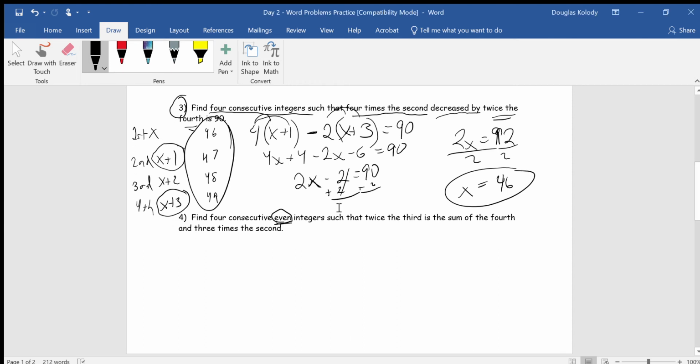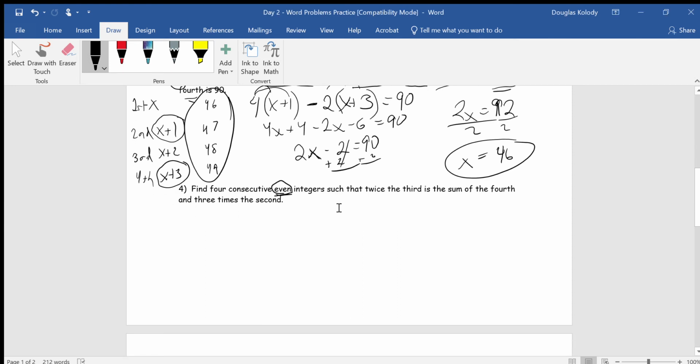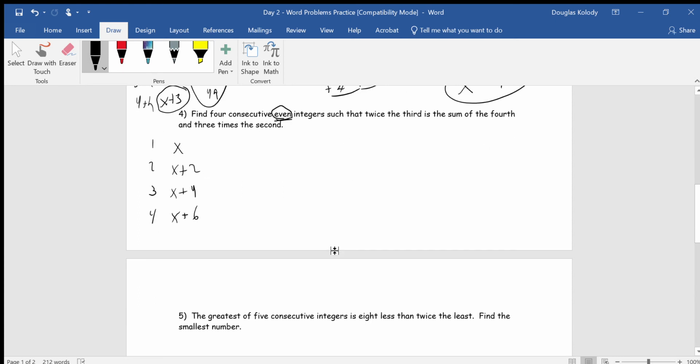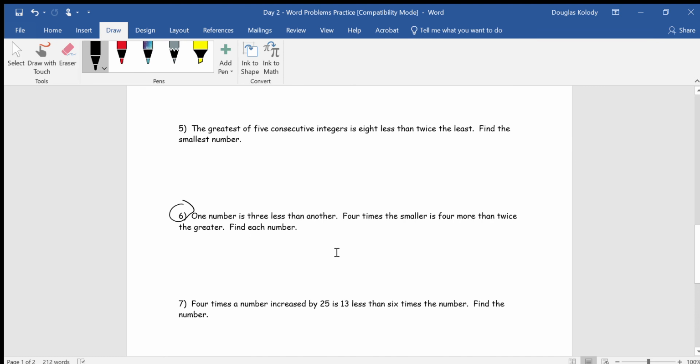We're going to skip number 4. Although I did circle the word even, 4 consecutive even integers. I'll give you a little setup. The first one's x. The next even integer would be x plus 2. The third, x plus 4. And the fourth, x plus 6. So here's 1, 2, 3, and 4. There you go. There's your setup. Don't say I never did anything for you.